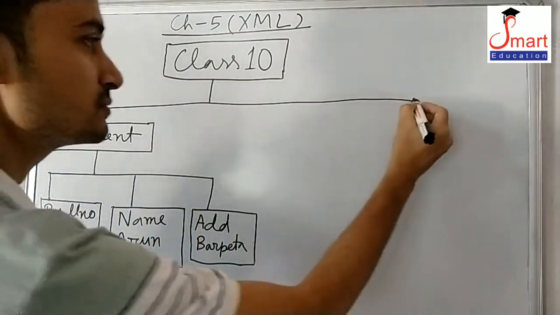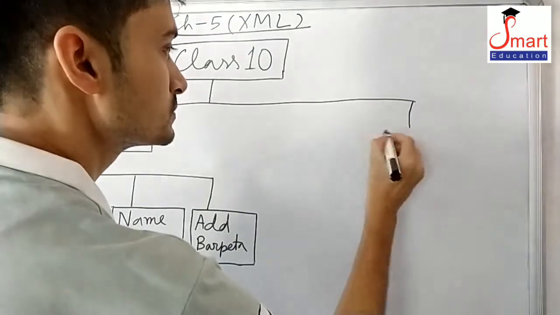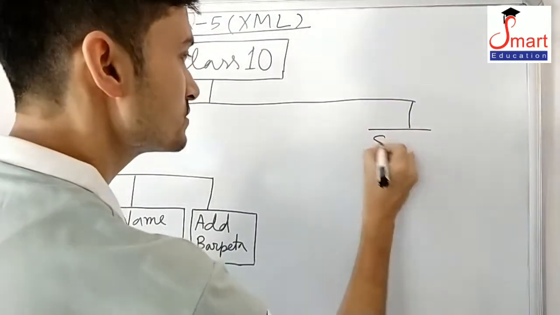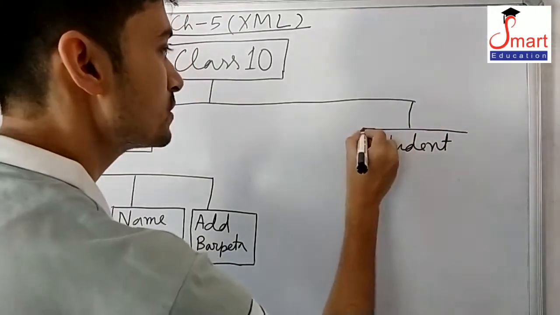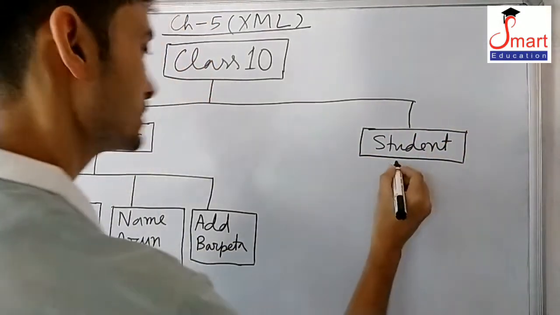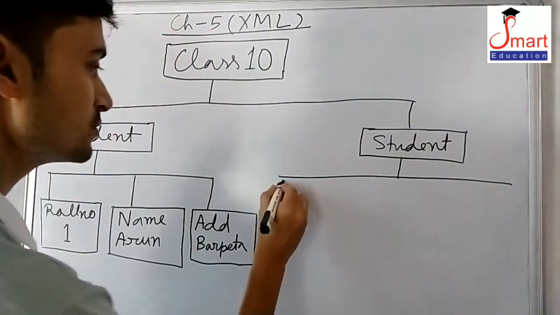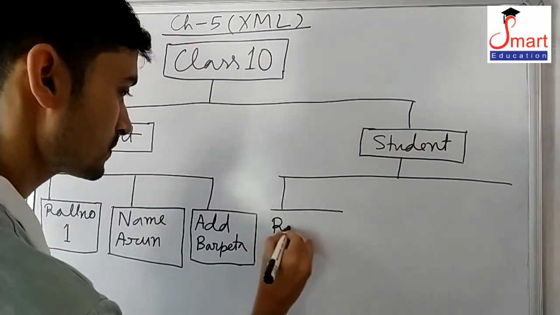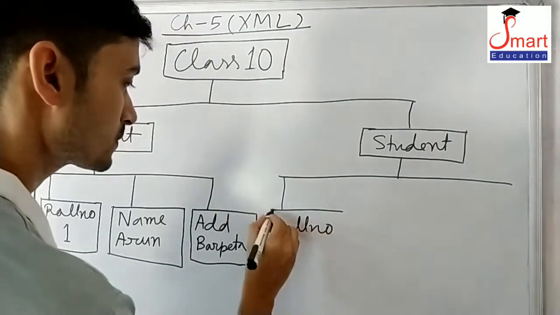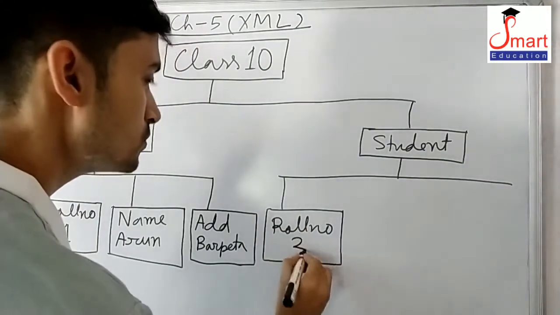So let's do it for roll number 2. Right here, student. Draw the box properly, and in the same way here you draw a box, roll number, roll number 2.